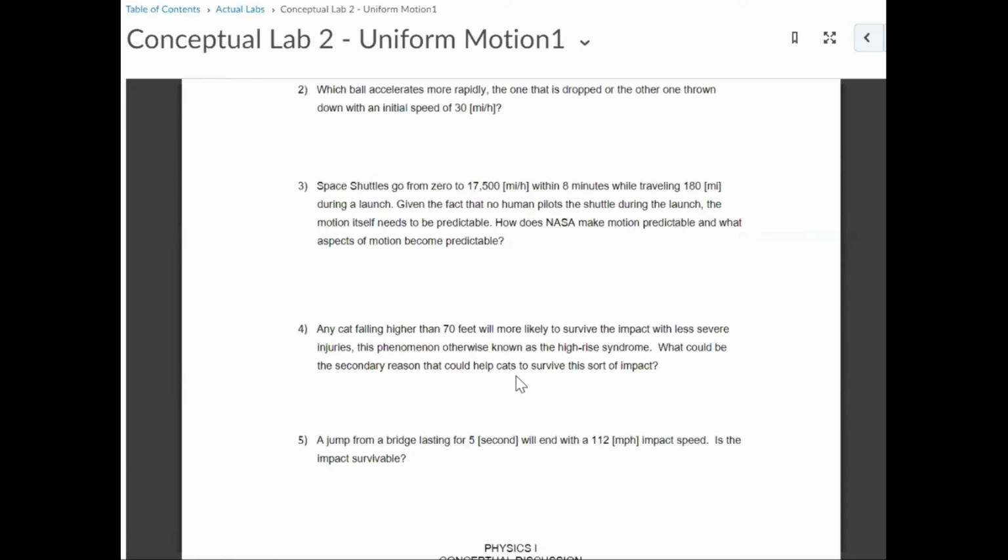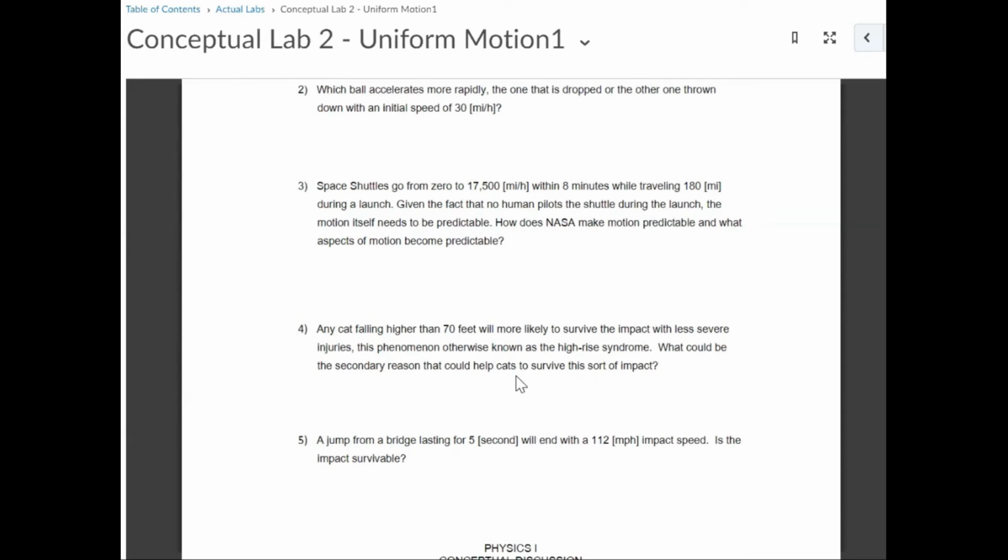Question number 4. This is a factual statement about cats, known as the high-rise syndrome. It says any cat falling higher than 70 feet is more likely to survive the impact with less severe injuries. So you've got a cat falling from the 8th floor, 10th floor, 20th floor of a building. Anything above 70 feet is more likely to be survivable with less severe injuries.